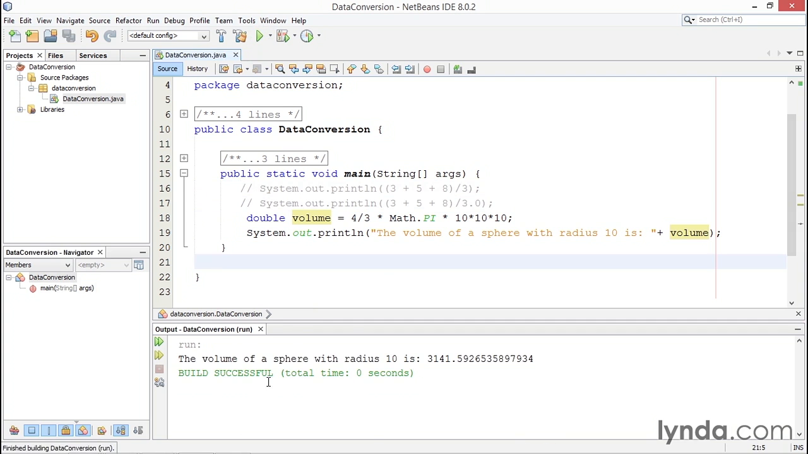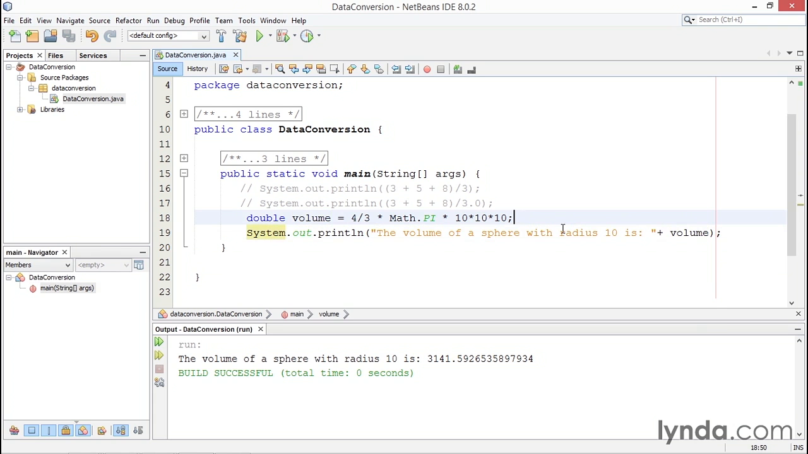Okay, we see that the volume of a sphere with a radius of 10 is 3,141.59, etc. Okay, it gave us a decimal point because Math.PI is a double, but the problem is that is not the correct value. Let me show you.